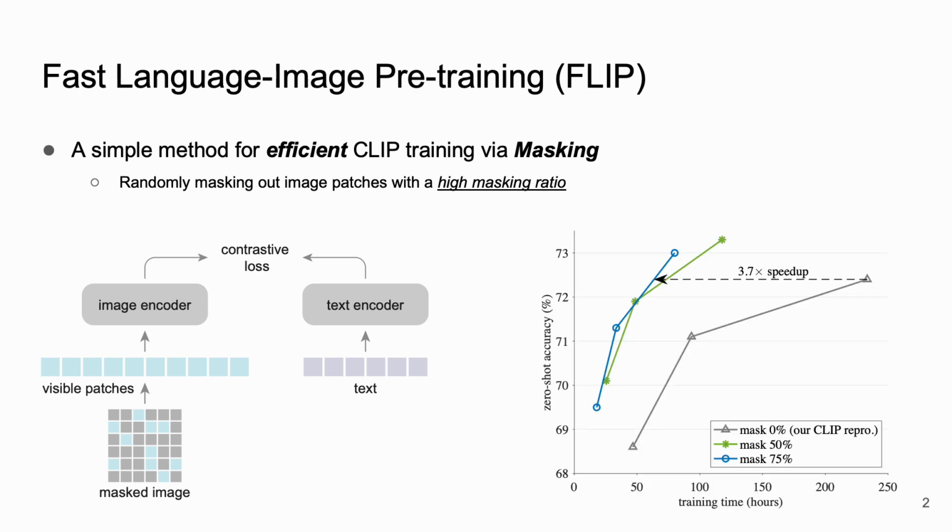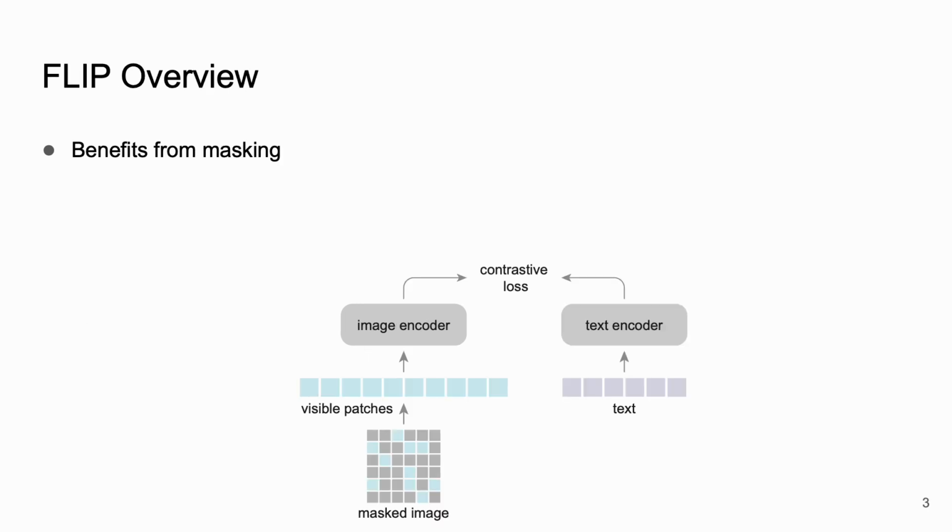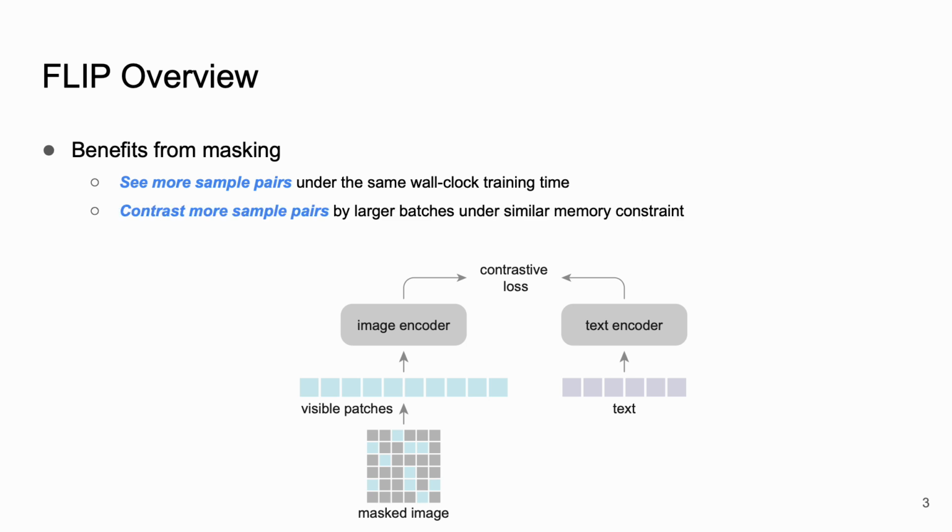Our proposed FLIP method leads to a favorable trade-off between accuracy and training time. As shown in the right figure, FLIP improves both accuracy and speed over the non-masking CLIP baseline. The introduction of masking in FLIP brings two main benefits. First, in the same amount of training time, the model can see more pairs of samples. Second, with the same memory limit, FLIP can contrast more pairs of samples in larger batches, which is potentially beneficial for contrastive learning.